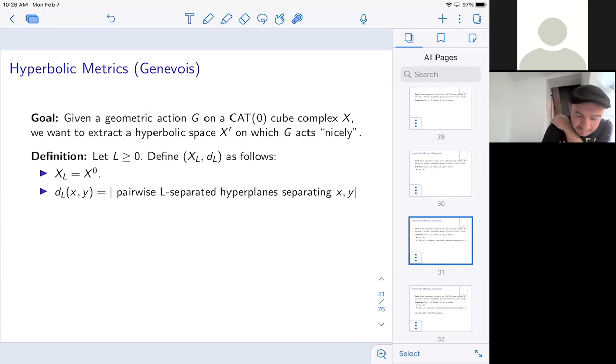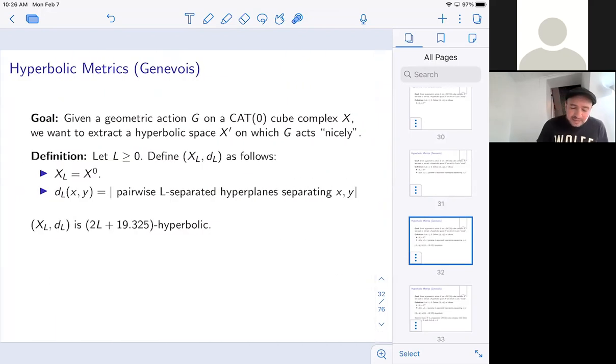And I should say this is due to Genevois. And he proves that this space is a quasi-geodesic space. Any 2 points are connected via a uniform quality quasi-geodesic. As a set, it's the same cube complex. You just gave it a different distance. And I think the distance is very smart because you really just do the obvious thing and it works. The obvious thing is to just ignore the non-hyperbolic hyperplanes and magically it works. Actually, yeah. So he proves that it's a quasi-geodesic metric space and it's hyperbolic.